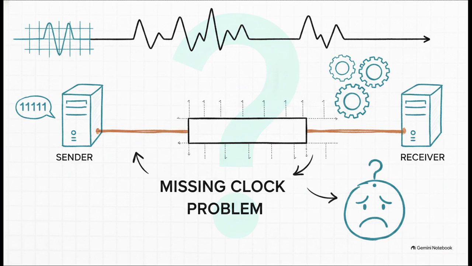If their internal clocks are even a tiny, microscopic fraction of a millisecond out of sync, the receiver might sample that signal and read 4 ones, or maybe 6 ones, instead of the 5 we actually sent. This right here is what we call the missing clock problem in networking. It's a massive struggle for synchronization. The receiver is essentially flying blind in a sea of voltage, just desperately trying to figure out exactly when one bit ends and the next one begins.